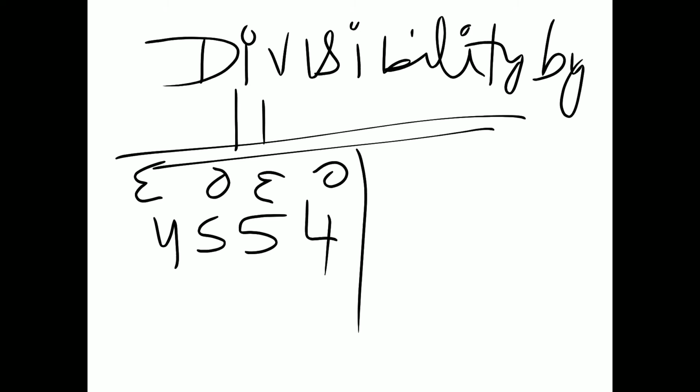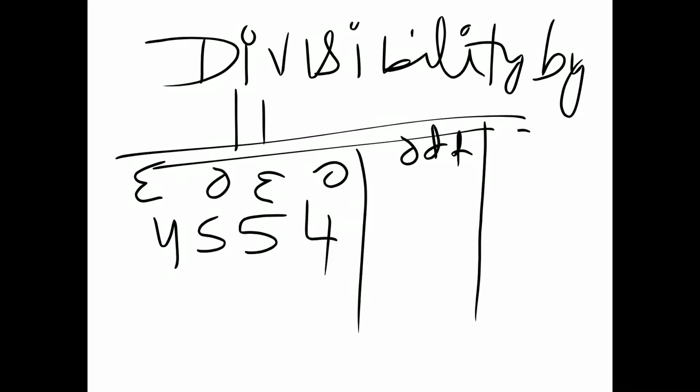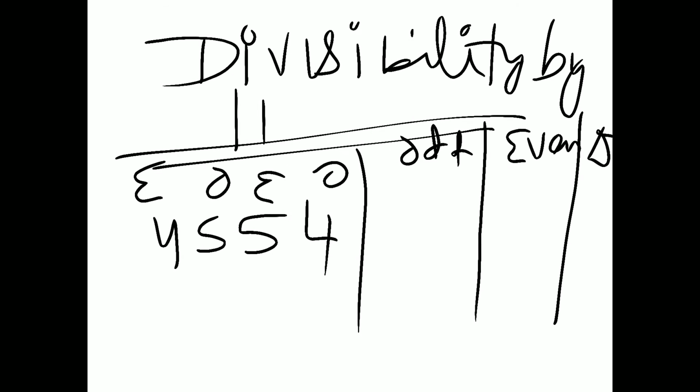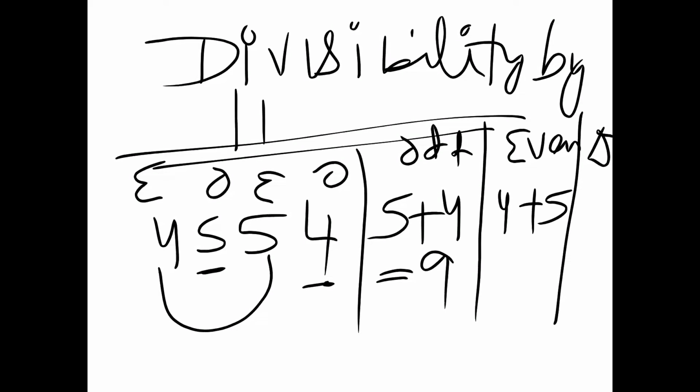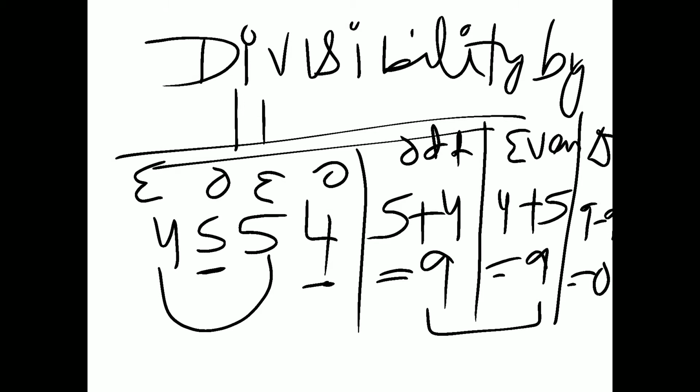It means that in the odd group, you will add odd numbers. In even, you add even numbers. And in difference, you find the difference of odd and even. So firstly, odd numbers are 5 and 4. Add them. Clear? Answer comes what? 9. Now add even numbers 4 plus 5. Answer comes 9. Now these two numbers you have to minus. 9 minus 9. What answer comes? 0.